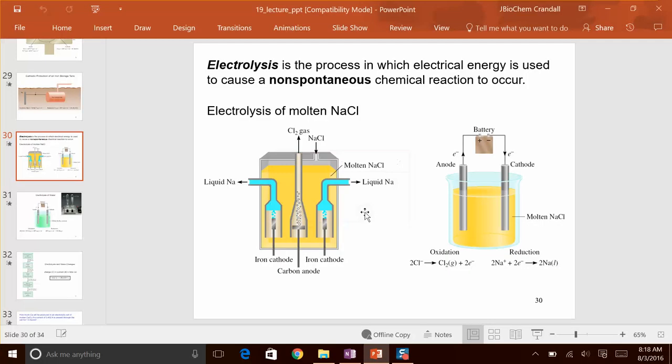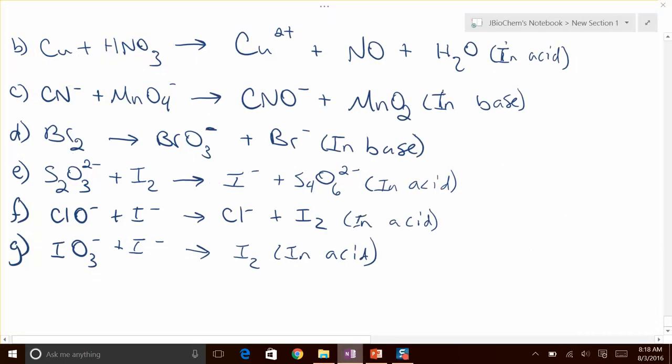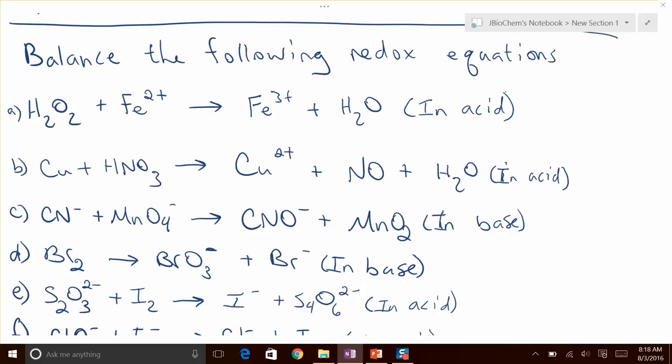Okay. So for all you future dentists, don't put a filling next to a gold inlay. Okay. Spontaneous, yes, it's spontaneous.